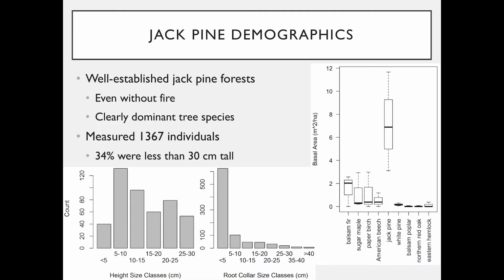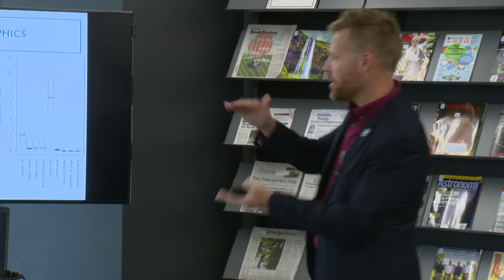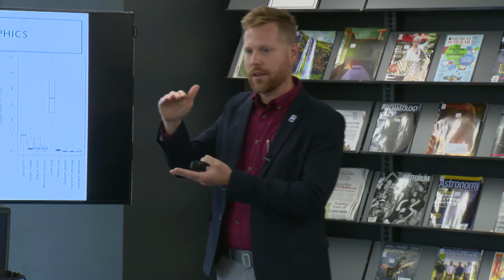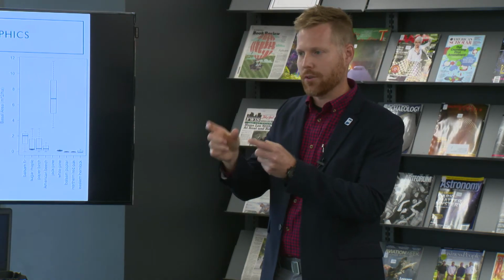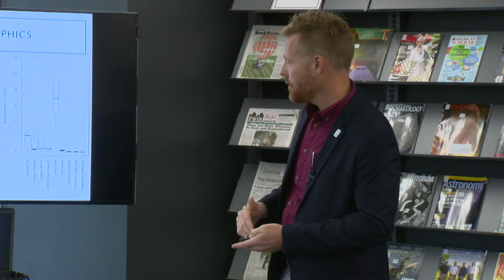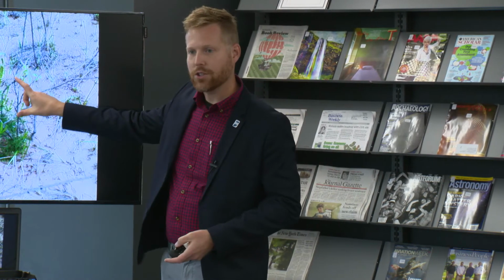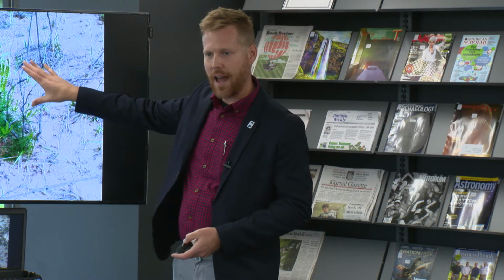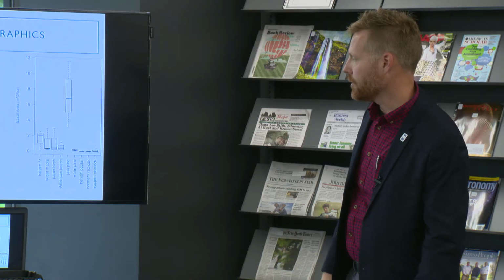Of the over 1,300 individuals we measured, about a third of them were less than 30 centimeters tall. So we're measuring height for up to 30 centimeters, and then above 30 centimeters, we were measuring the root collar diameter, so the diameter of the tree itself. So these are going to be trees like this, that are relatively short. So these are a few years old. They're establishing as this kind of new cohort of seedlings for the forest.